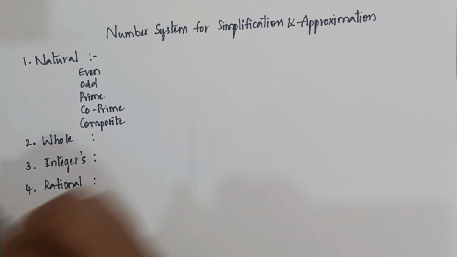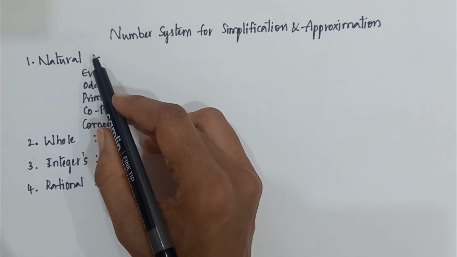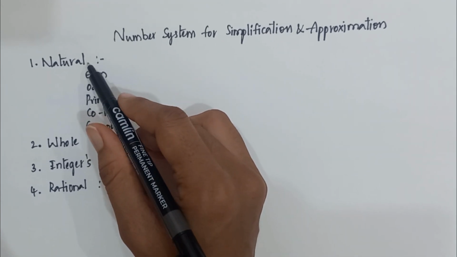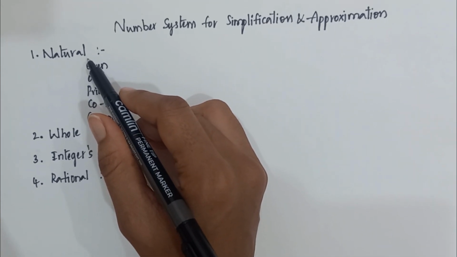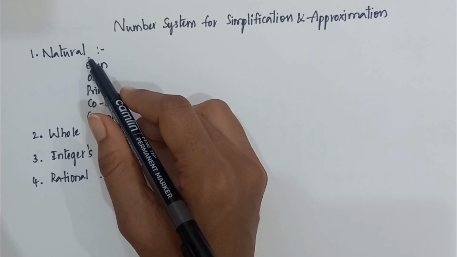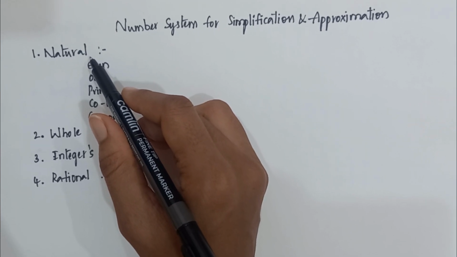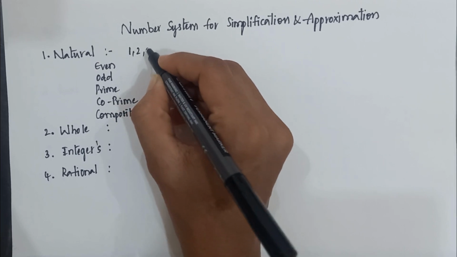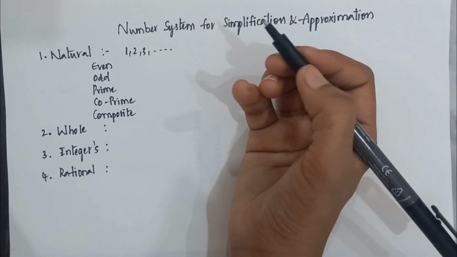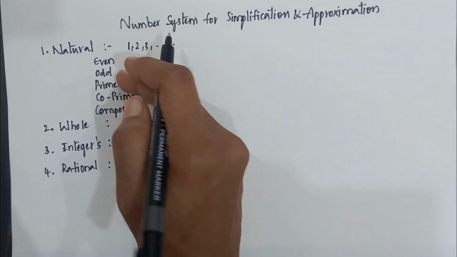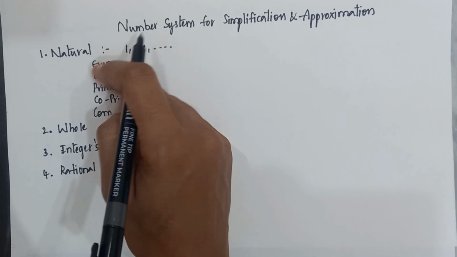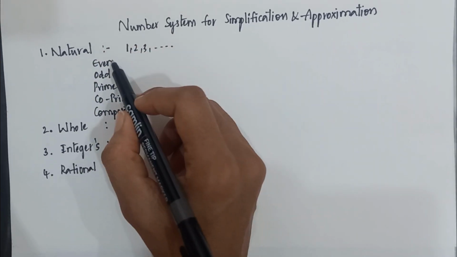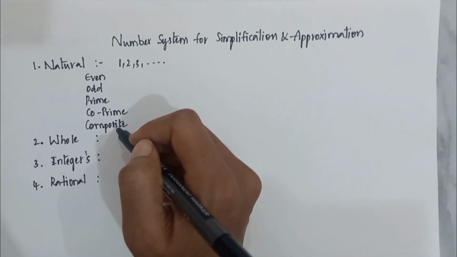So let's see what the different kinds of numbers are. Natural numbers. What do you know about the natural numbers? Natural numbers are the numbers which can be counted, how you count from 1, 2, 3 and so on. These are the natural numbers. In this we have different kinds like even, odd, prime, co-prime and composite.